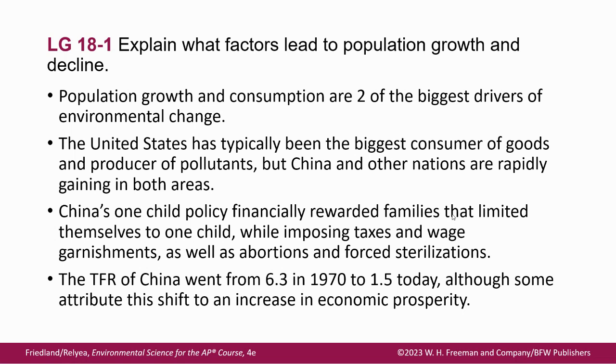They were rewarding families that limited themselves to one child while imposing taxes and wage garnishments, as well as abortion and forced sterilizations on couples that kept having children, to try to limit their population growth, as well as for some other cultural reasons, and to limit their consumption of goods and resources. The total fertility rate in China from 1970 went from 6.3 to 1.5, although some attribute this shift to an increase in economic prosperity, and we'll see how economic prosperity decreases population change.